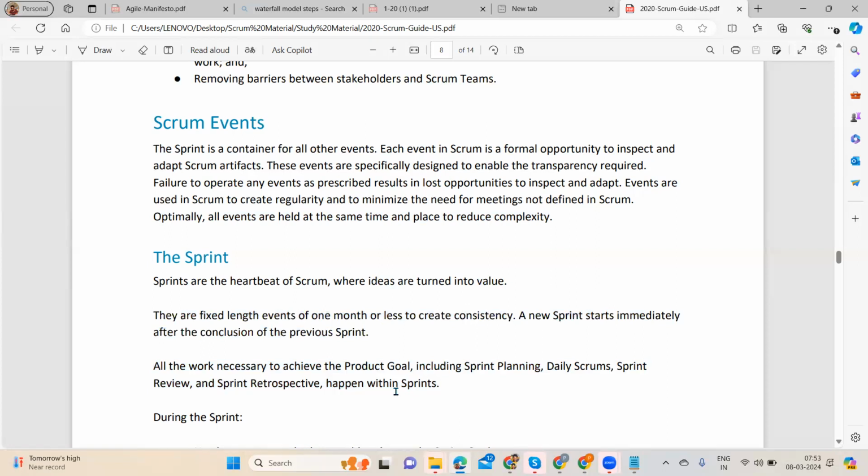So, what is a sprint? Sprint is a container of all other events. It means that all Scrum events will happen within the sprint time box. So sprint is a fixed length of 1 month or lesser. In real time, most organizations follow a 2 week sprint, that is 10 working days, Monday to Friday. Sprints are the heartbeat of Scrum.